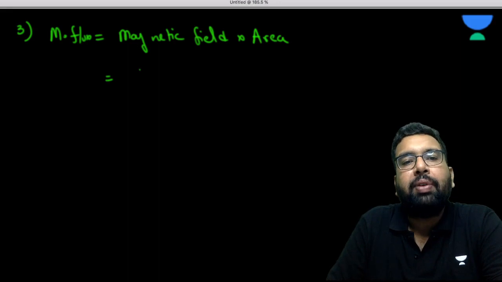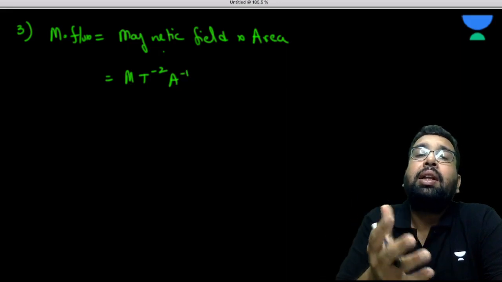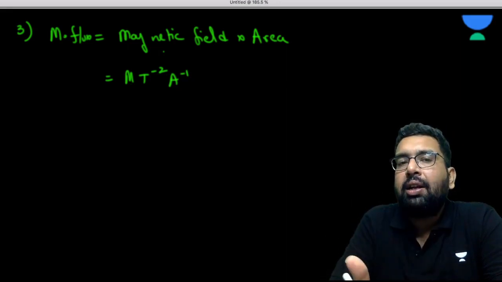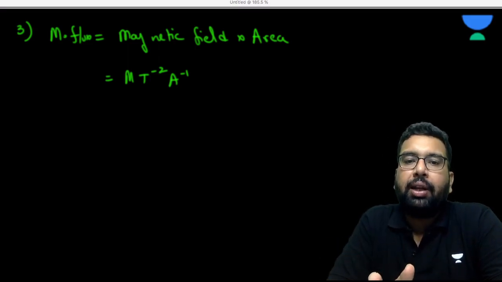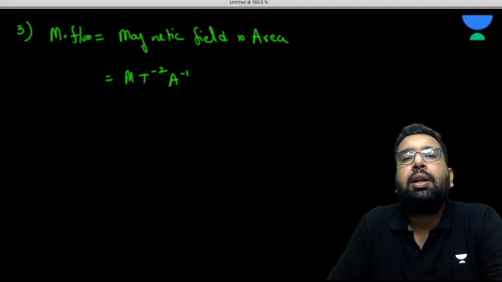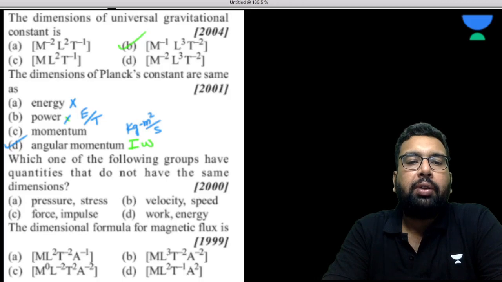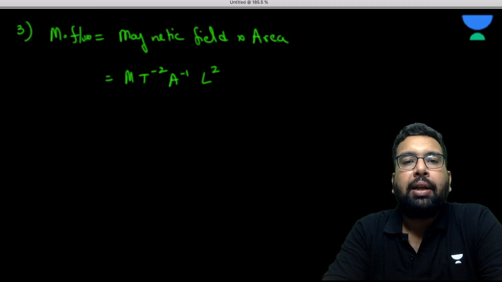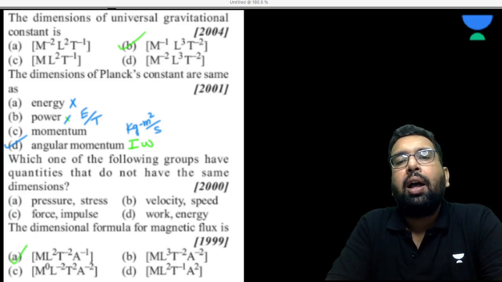Sir, we did it previously. So it was M T minus 2 A minus 1. I'm directly using the dimension of it, because if I start telling you all this, you won't get the context. So it is M T minus 2 A minus 1, and the dimension of area is L square. So what is going to be the dimension here? It is going to be M L square T minus 2 A minus 1, so we are going to have the A option.